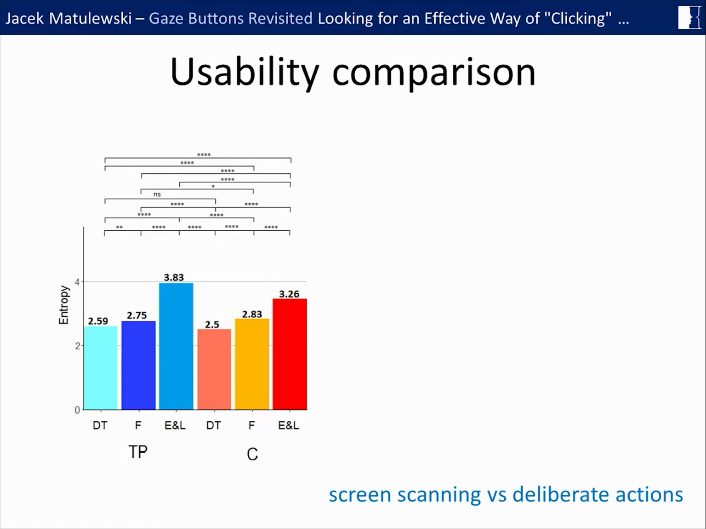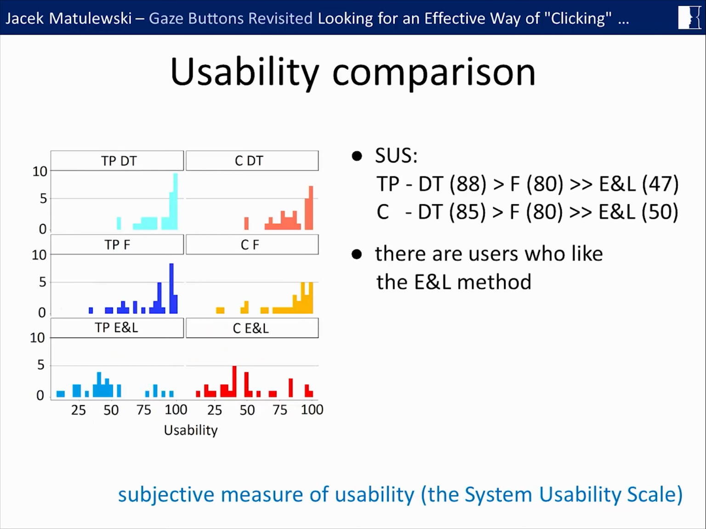It takes about 400 saccades per trial for the enter and leave method, compared to about 100 for the two other methods. The results of the system usability scale confirm that the enter and leave method stands out among all the presented methods. This method was assessed as the least useful. Its score was about 50 points for both button layouts, while the score for dwell time and fixation methods was about 80 points or higher.